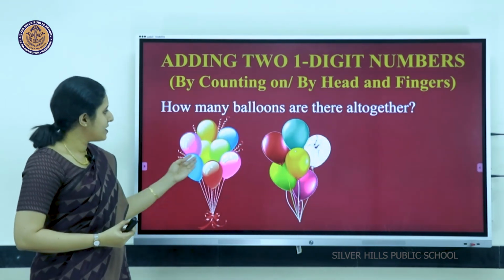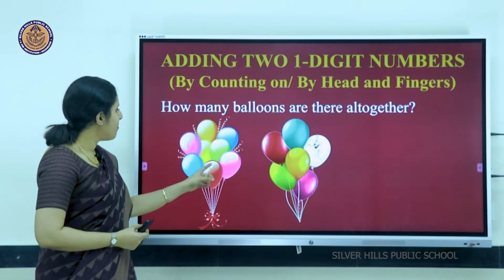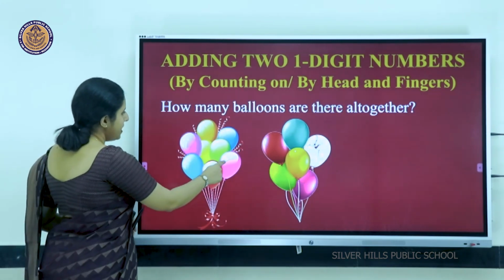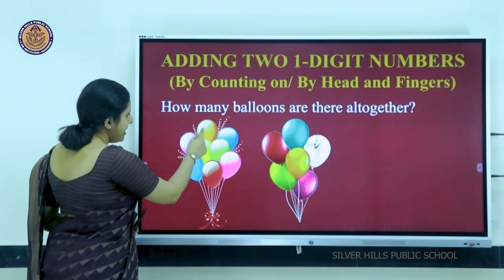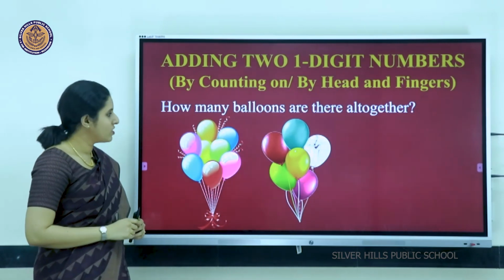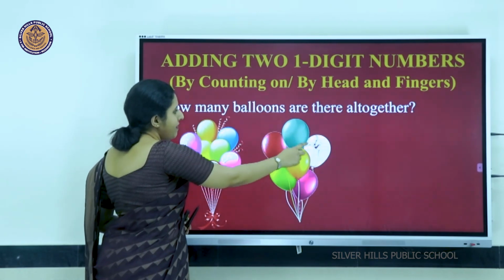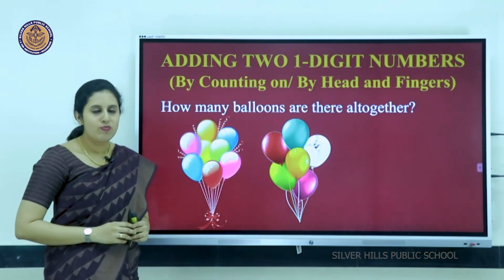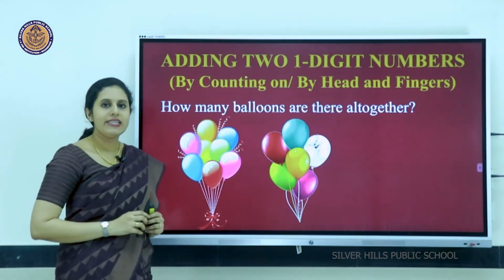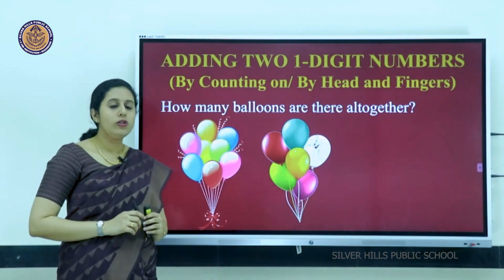Yes, you can see here 2 clusters of balloons, right? 2 bunches of balloons. How many balloons are there in the first bunch? Let's see. 1, 2, 3, 4, 5, 6, 7 and 8. Yes, 8 balloons in the first bunch. How about in the next bunch? 1, 2, 3, 4, 5 and 6. So how many? 6 balloons. 8 in the first bunch, 6 in the second bunch. Here the question is, how many balloons are there all together?